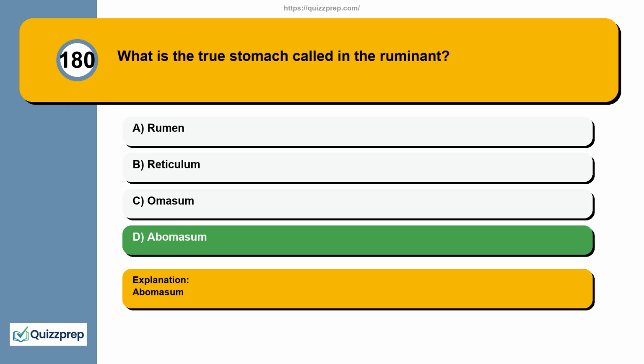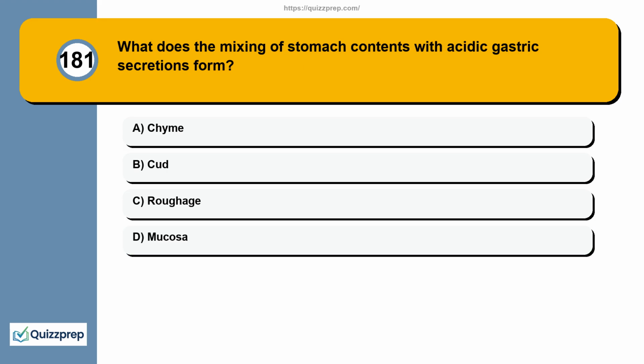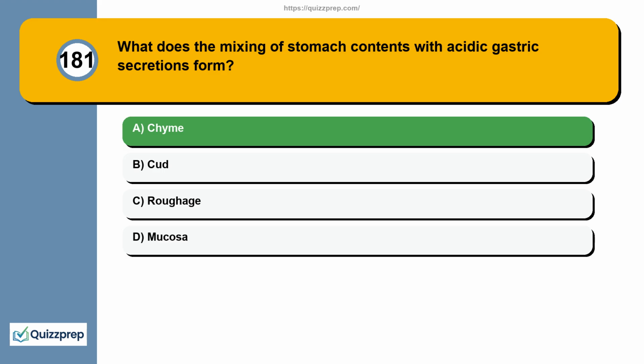Abomasum. Question 181. What does the mixing of stomach contents with acidic gastric secretions form? Option A, chyme. Option B, cud. Option C, roughage. Option D, mucosa. The correct answer is option A, chyme.